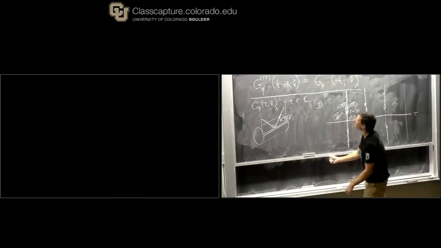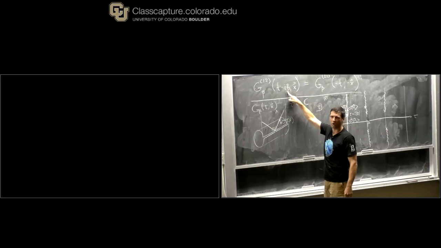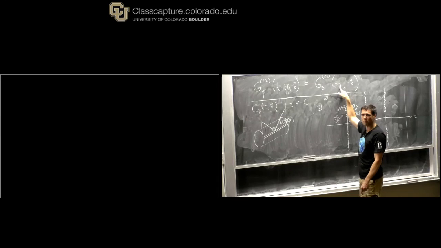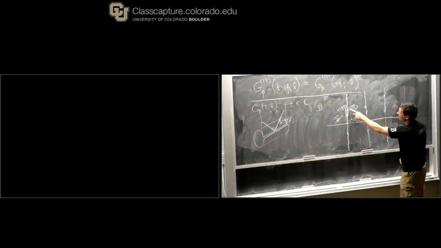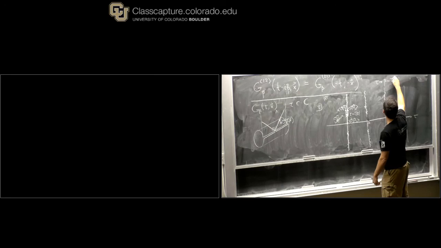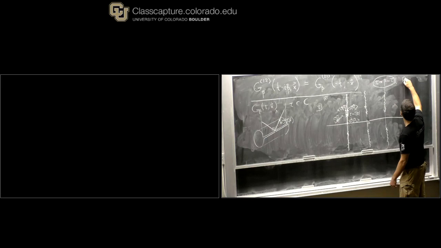So that's why in the KMS condition, we go from t to minus t, and we switch the operator ordering. Okay, so that's going from here on the picture to here on the picture. We switch the operator ordering and send tau to beta minus tau. So the KMS sends tau to beta minus tau and 1,2 to 2,1.